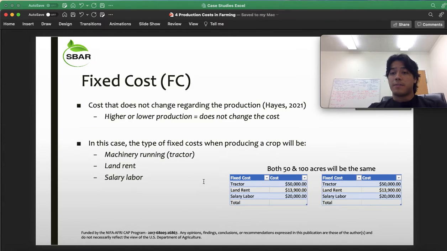On the other hand, we have the fixed cost. This cost does not change regarding the production. Higher or lower production does not change the cost. Some examples for this type of cost will be the machinery running, in this case, a tractor. We have land rent or the salary. Labor, we have to be considered a salary, which is different than hourly.